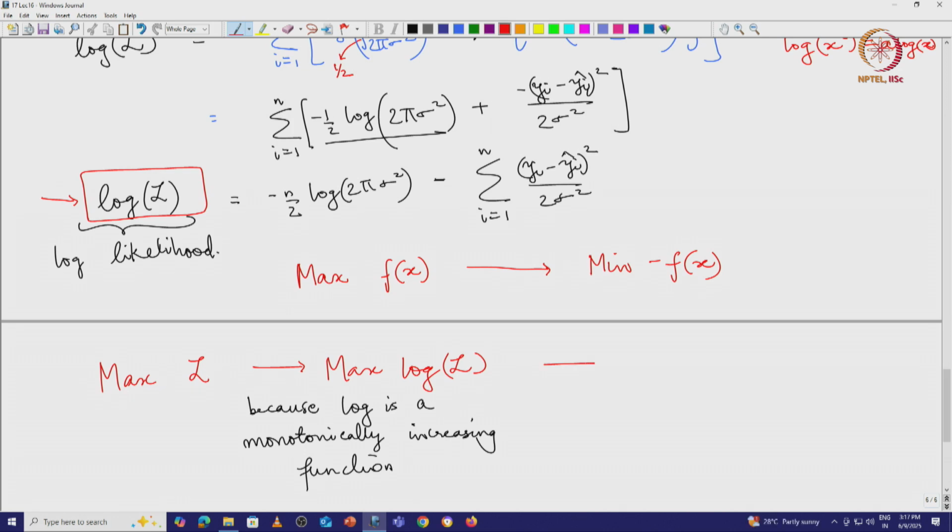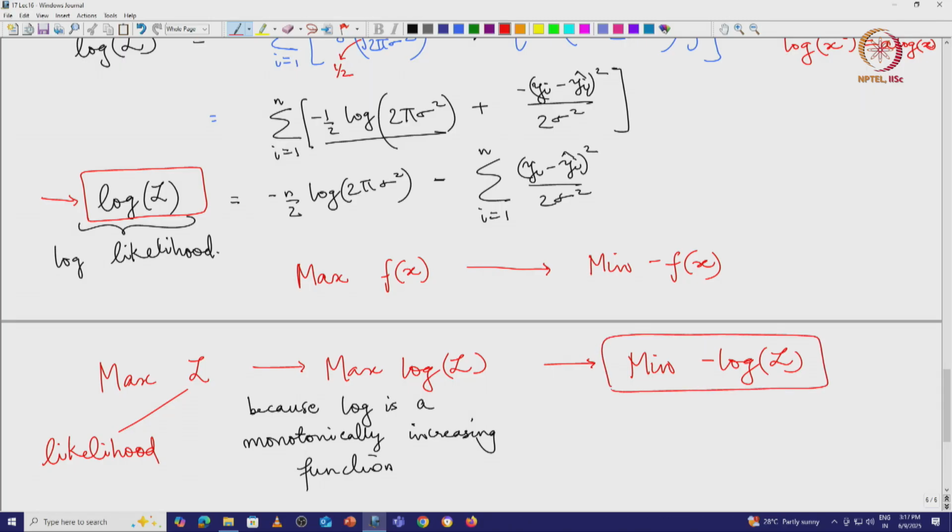And this itself is equal to minimizing minus log of L, right. So, maximizing the likelihood is equivalent here to minimizing the minus log of the likelihood, and why we are doing this is because the log of the likelihood has a very simple expression that we have derived here.